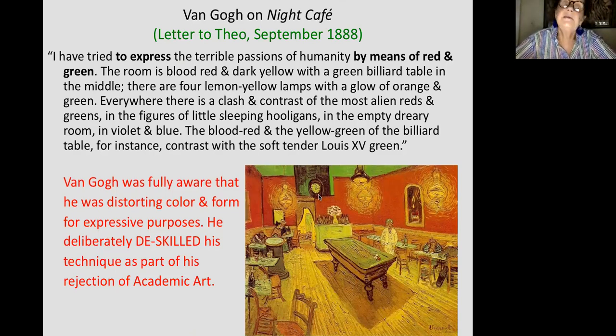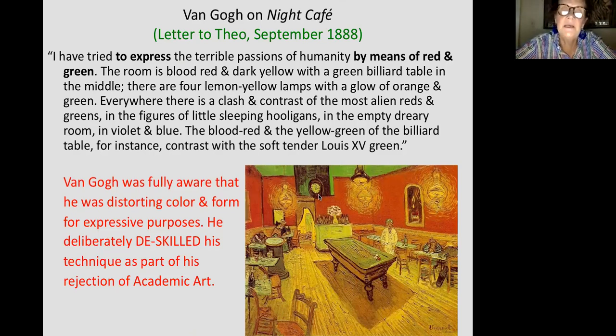And I love this quote from a letter he wrote about that painting to his brother Theo, where he says, you know, I'm an expressionist. I have tried to express the terrible passions of humanity by means of red and green. So Van Gogh was really aware that he was distorting color and form for expressive purposes.